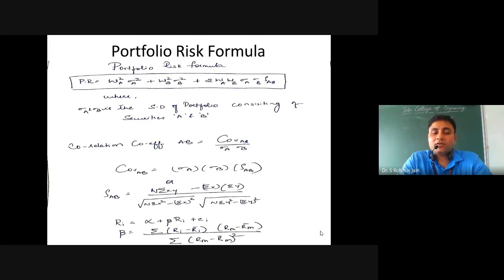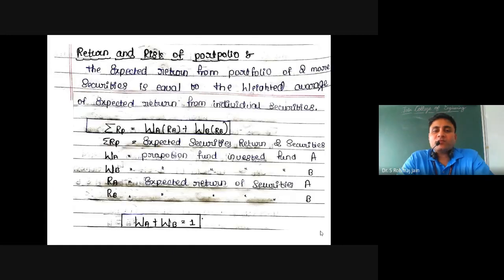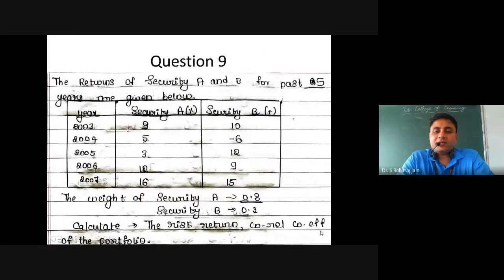That is correlation coefficient of stocks X and Y, equal to n into summation XY minus summation X into summation Y, whole divided by square root of n into summation X square minus summation X whole square, multiplied by n into summation Y square minus summation Y whole square. Then Ri, the return of ith stock, is equal to alpha plus beta Rm plus Ei. Then in the previous problem, we have solved the beta. So after understanding each formula, we will go for the first problem, to calculate when the weights are given. Please understand, when the weights are given. Clear? So I'll go for the next question.